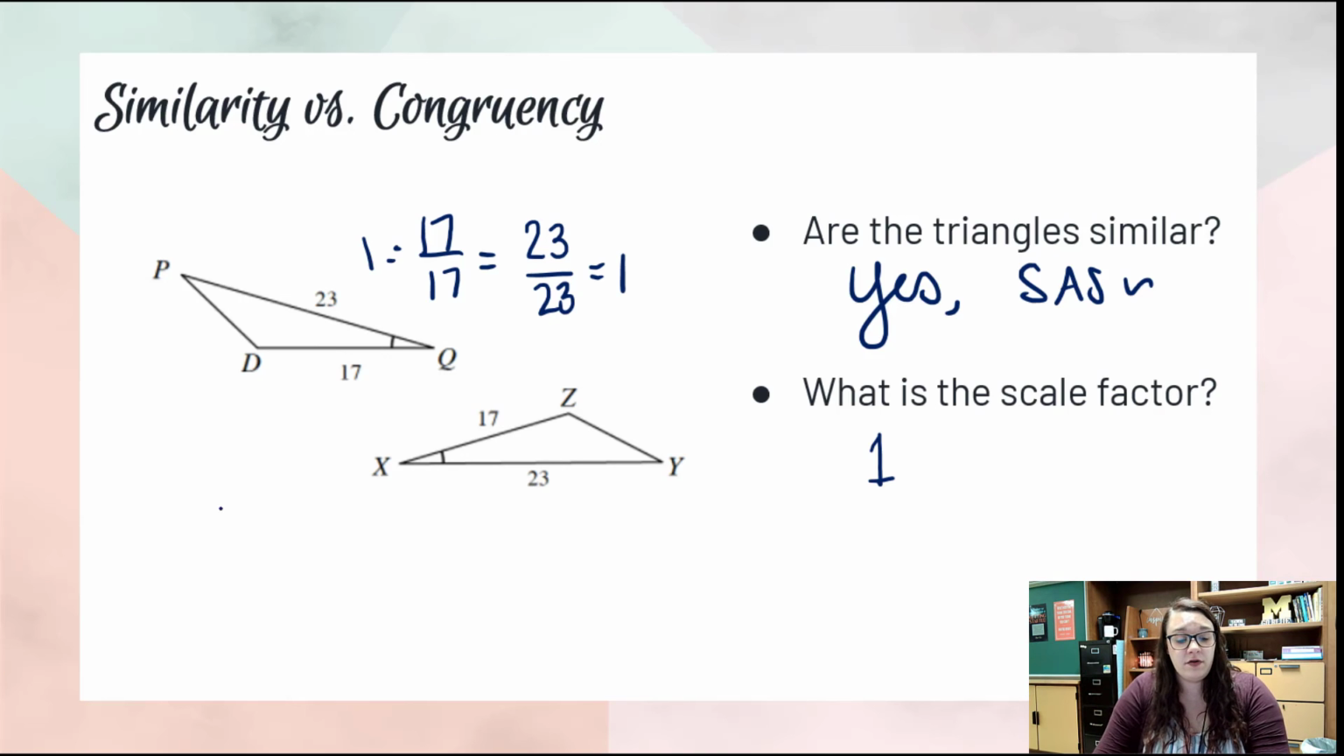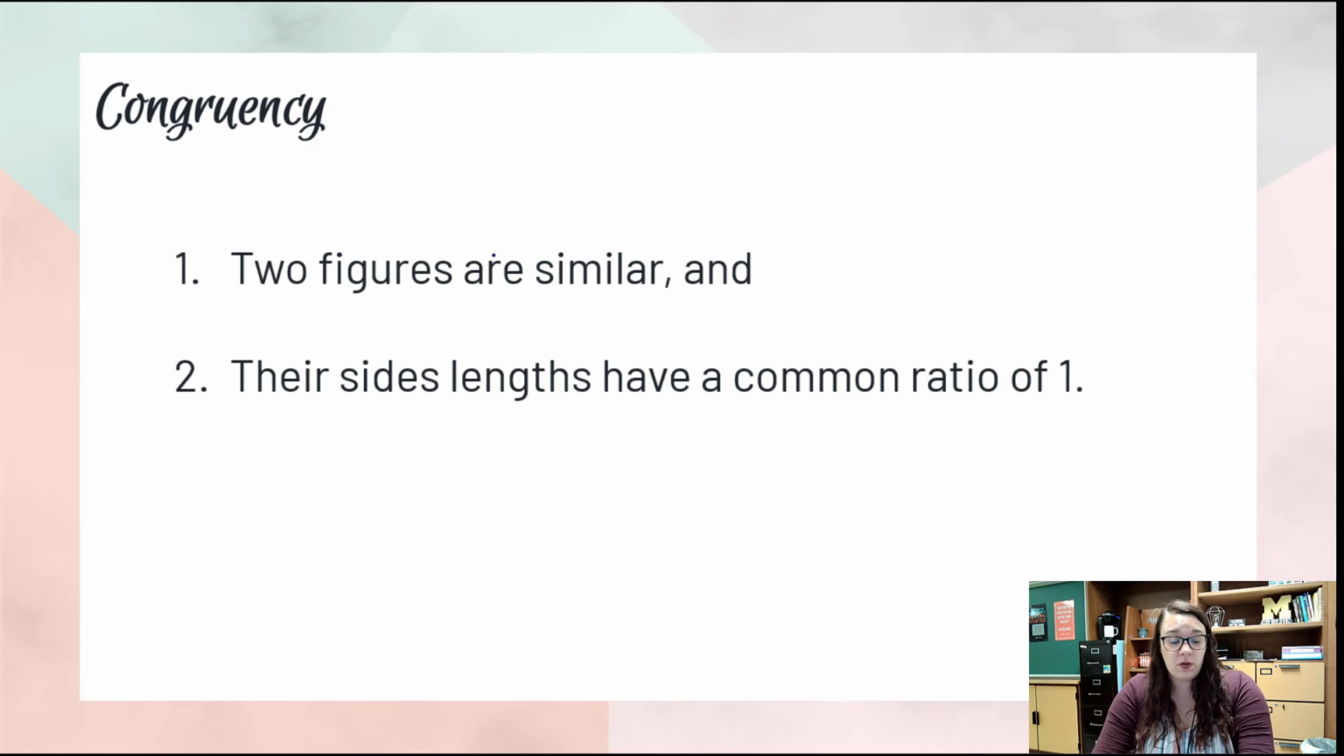So similarity versus congruency is a topic we're going to learn about next. Congruency has 2 qualities. First off, that the 2 figures are similar. First and foremost, they need to be similar. Secondly, their side lengths have a common ratio of 1. Now this is a really particular way to look at congruency, but really congruency means equal or the same. They are the same exact shape.